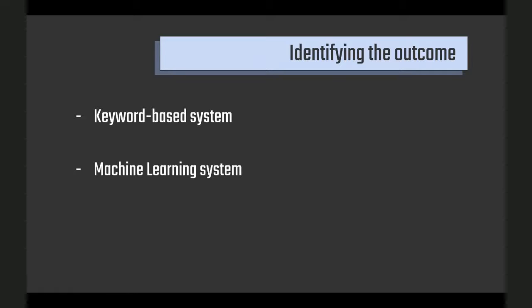So when we've done that, when we found out we have all these cases that are eviction related, we actually want to find out whether they ended up in eviction or not. To do so, we tried two methods. First, one might say a simpler one, a keyword-based system, and then a machine learning system.